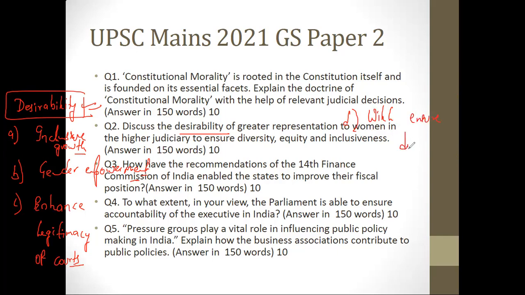How will you prove it? And one more thing, when I was studying, many of my teachers used to say that if you're writing any point in mains, don't just write it like this. You have to give some examples for some of the points. Like if you're saying that more representation of women in higher judiciary will ensure diversity of perspective, how will you prove this particular point?